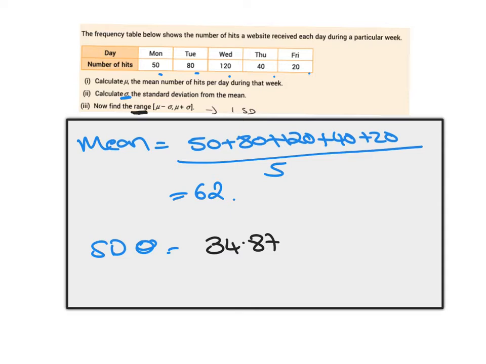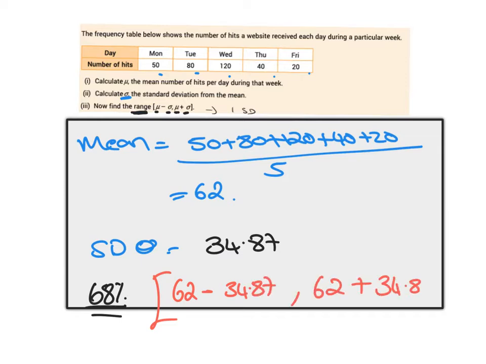So we're then asked to find the range, and we're asked to find the mean minus 1 standard deviation and the mean plus 1 standard deviation. So we're going to be able to do that. That is exactly the mean minus 1 and plus 1 of our empirical rule, remember that's 68%. So 68% is going to be 62 minus 34.87 and 62 plus 34.87.